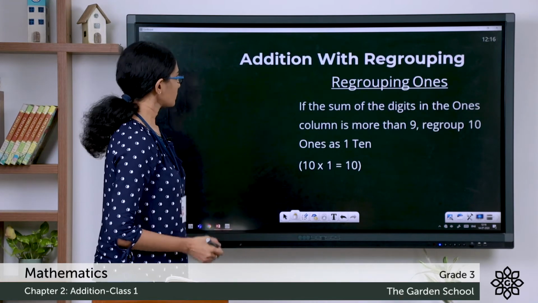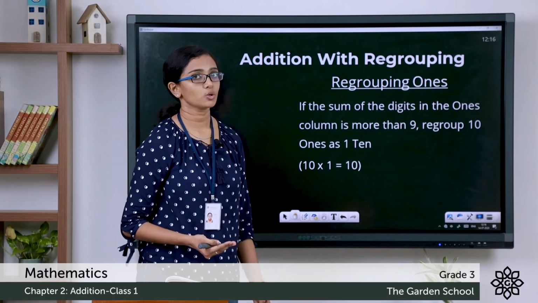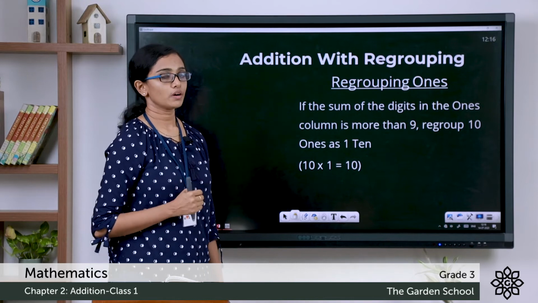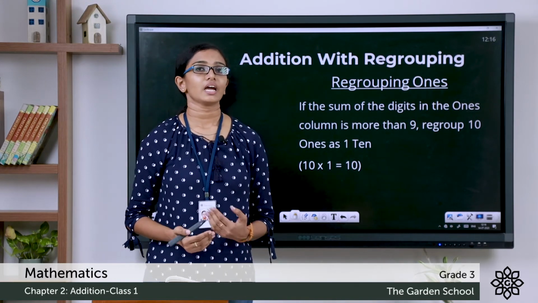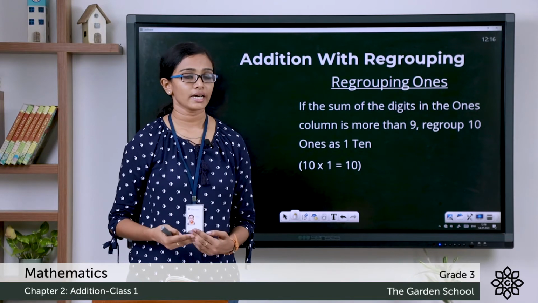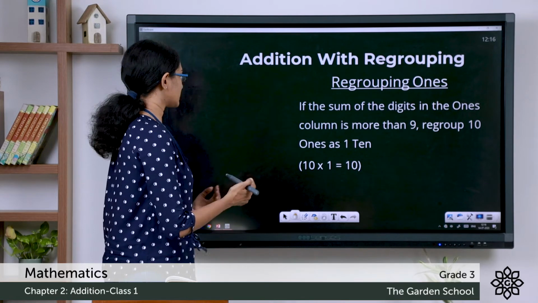Now let's see the addition of numbers when regrouping is involved. So now first let's see the regrouping of ones. It means if the sum of the digits in the ones place are more than 9, we regroup the ones. So let's see that.